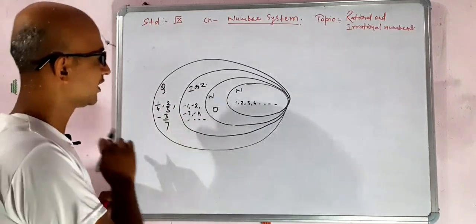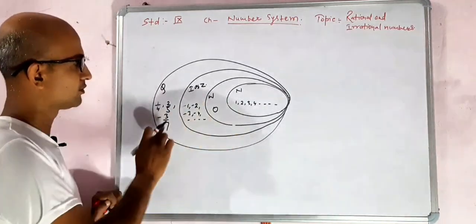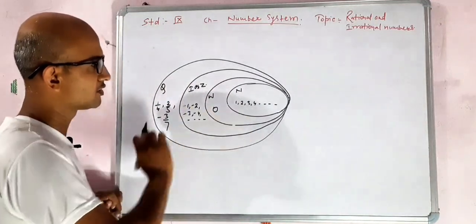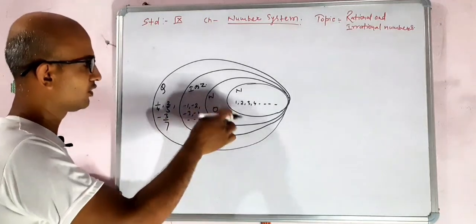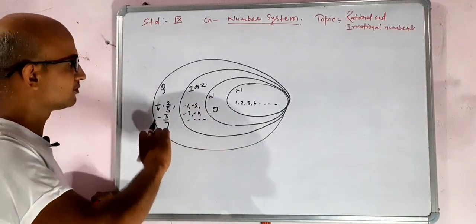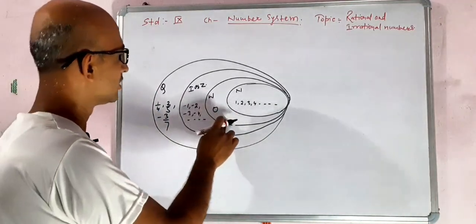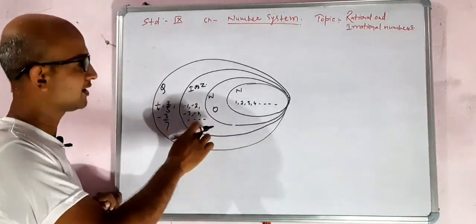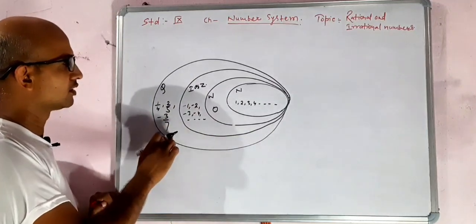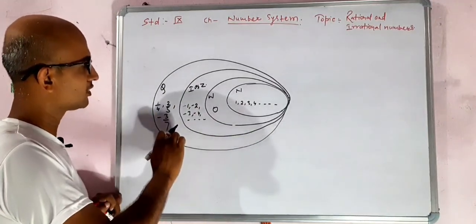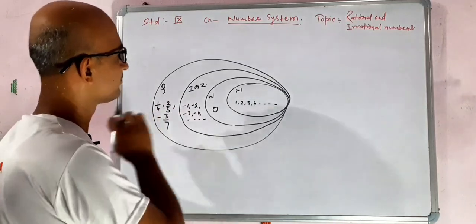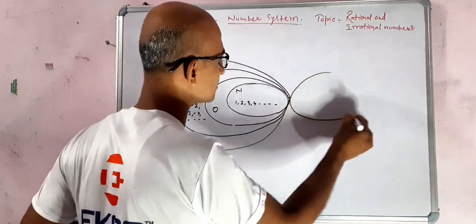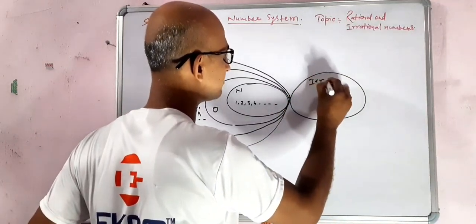So, in this way, all natural numbers are rational numbers, but all rational numbers are not natural numbers. All whole numbers are rational numbers, but all rational numbers are not whole numbers. Similarly, all integers are rational numbers, but all rational numbers are not integers. There is another set of numbers, and that is irrational numbers.